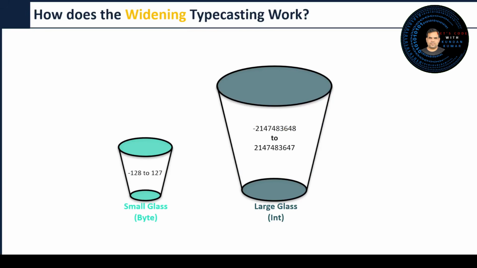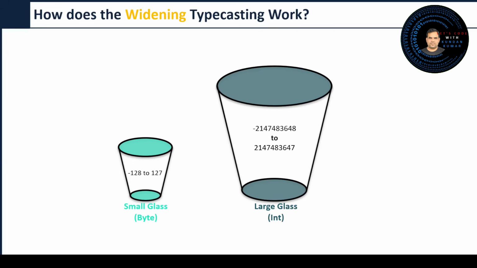So I'm taking two glasses of water. One is small and one is bigger. The small one represents the byte, which is 1 byte, and its range is -128 to 127 because it is signed. Integer is 4 bytes, which has a much larger data range. So what we are talking about is widening typecasting, which Java supports automatically.